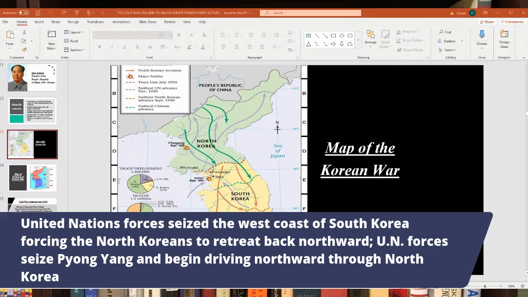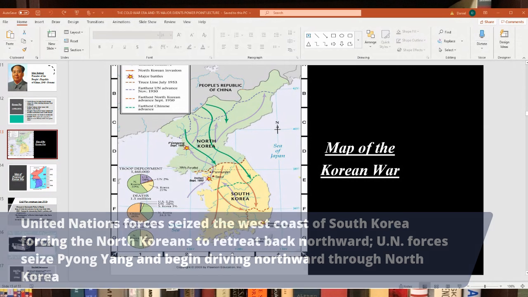We were able to seize that west coast and force the North Koreans back northward into their state. We even took their capital. We took Pyongyang at that point and started driving all the way up toward China. We were going to drive into China, I think, and then take over the whole peninsula. I think that was the plan.